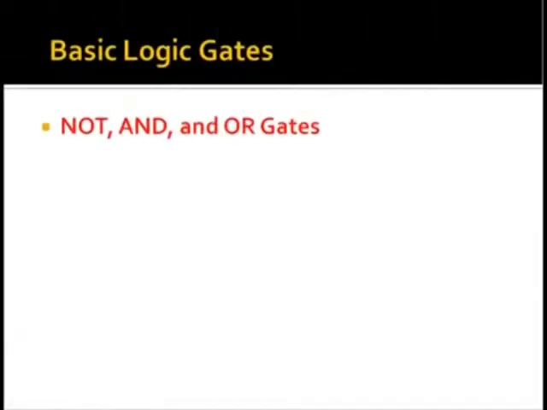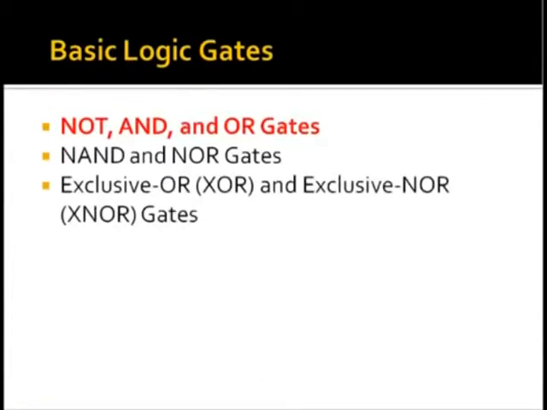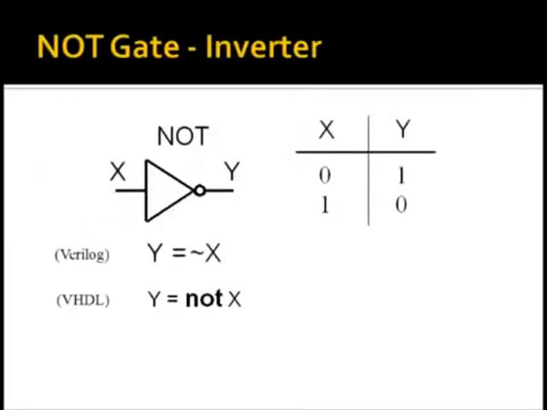In this lesson, we're going to look at the three basic gates, NOT, AND, and OR. Then we'll look at NAND and NOR gates. And finally, we'll look at exclusive OR and exclusive NOR gates. We'll start with the NOT gate. The NOT gate has a single input and a single output. If we call the input X and the output Y, notice that if X is 0, Y is 1. If X is 1, Y is 0.